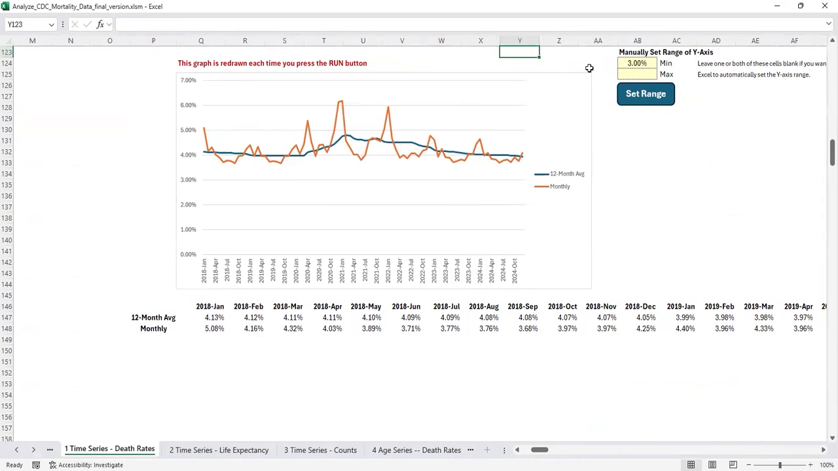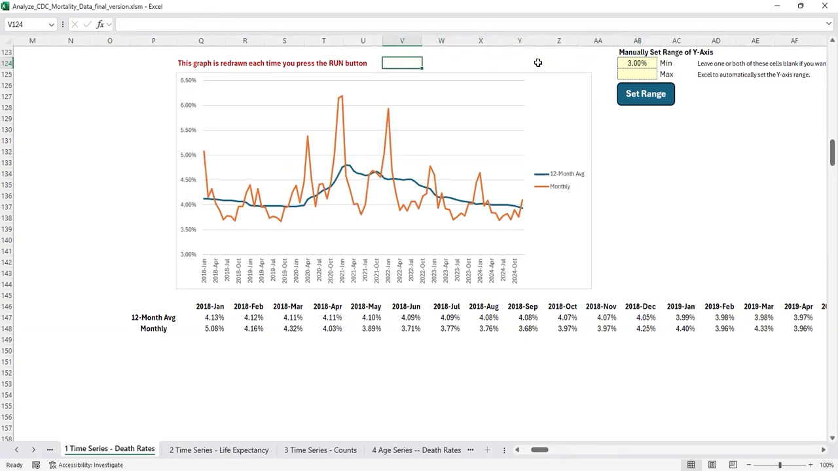Here's the graph. If we wish, we can change the boundaries of the y-axis. I'm going to go ahead and do that. I'm going to specify 3% as the minimum that I want for the y-axis. I press this button. The graph adjusts. And we see one time series, the time series that's based on trailing 12 months of data. That is quite a bit smoother than the monthly time series. So the monthly series has a lot more volatility as we would expect.